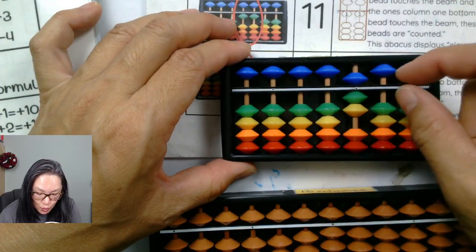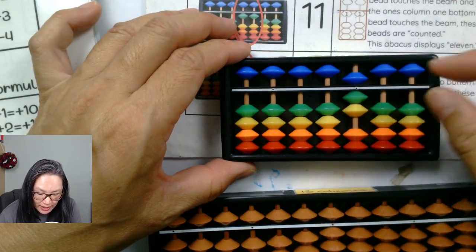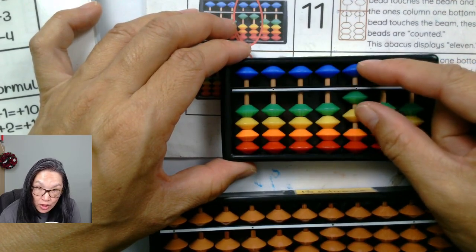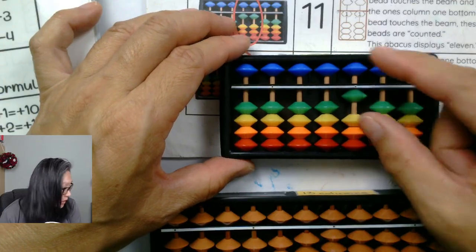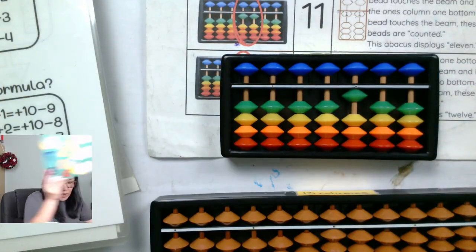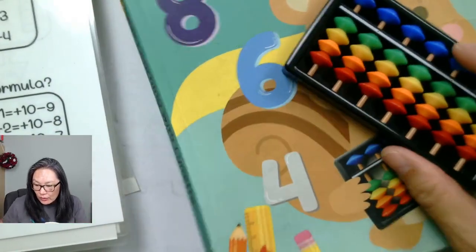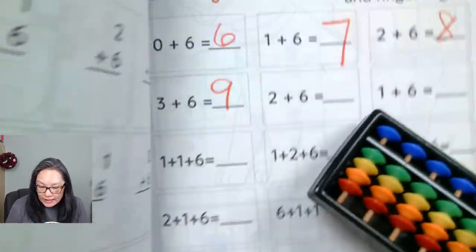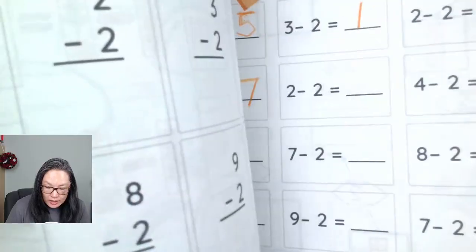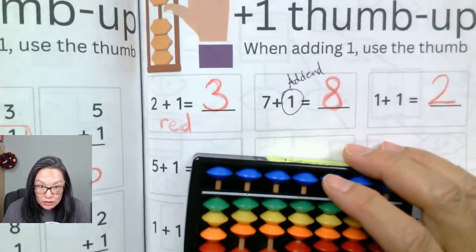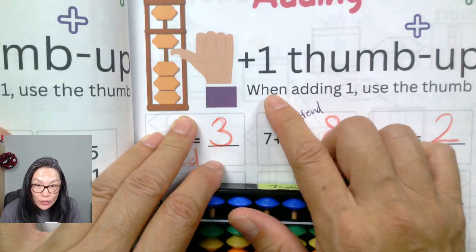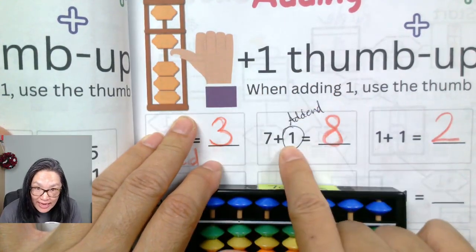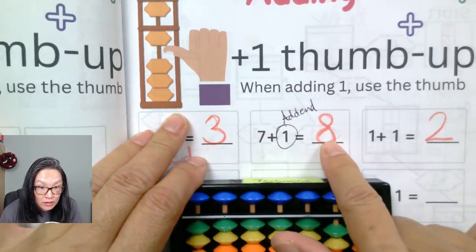If I have 7 and I take away 6, we will know that we're going to take away the 6 minus the 5 minus the 1. So now we're going into simple adding and subtracting. And it all goes back to the added. So in abacus world, we're going to focus on the added. We do not want to focus on the result.